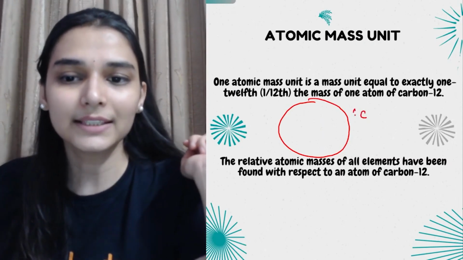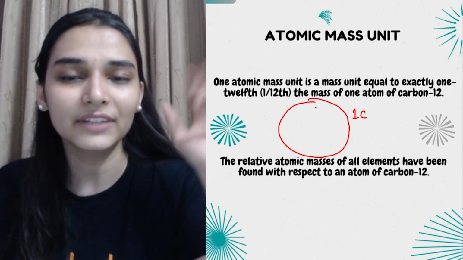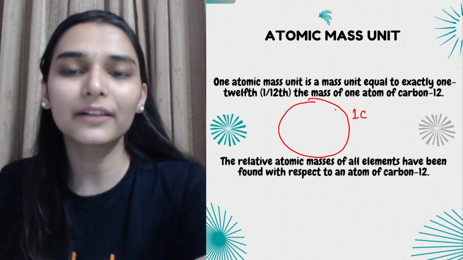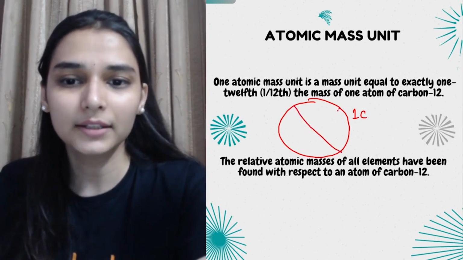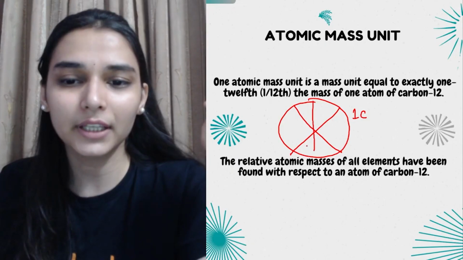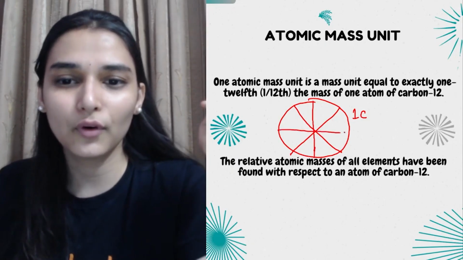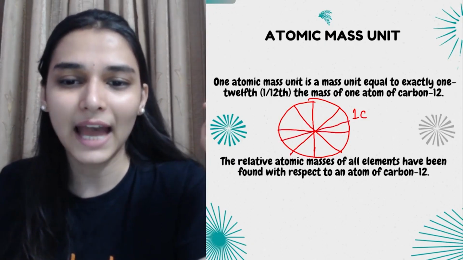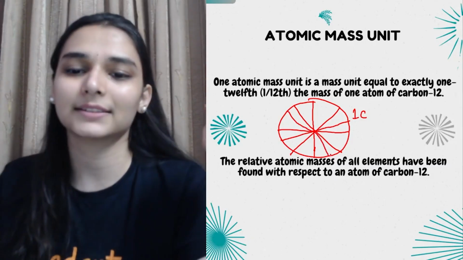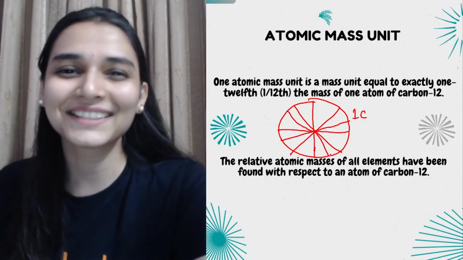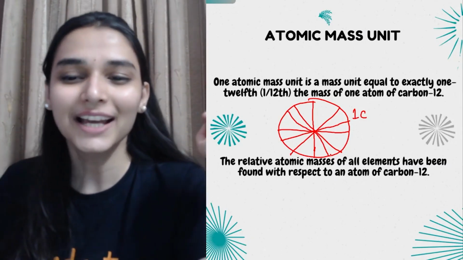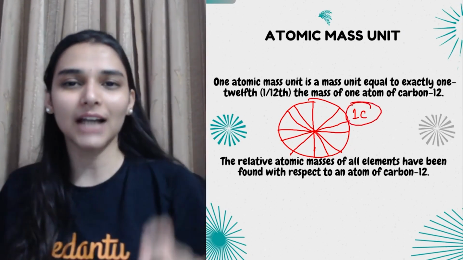Okay, this is 1 atom of carbon. Then we divided it into 12 different parts. 1, 2, 3, 4, 5 and 6. My drawing is not very good, but I guess it's manageable. So we have taken 1 carbon atom.